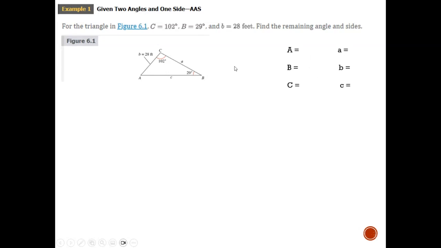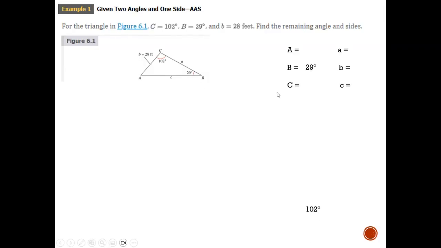So just like in a previous section, when we were solving for triangles, we're doing the same thing. So I'm going to go ahead and list all the values that we have for the triangle, the angles and the side lengths, and then we start by filling in what we have, what is given.